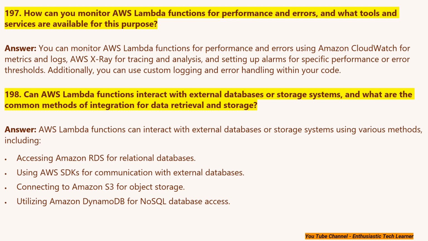Can AWS Lambda functions interact with external databases or storage systems, and what are the common methods of integration for data retrieval and storage? AWS Lambda functions can interact with external databases or storage systems using various methods, including accessing Amazon RDS for relational databases, using AWS SDKs for communication with external databases, connecting to Amazon S3 for object storage, utilizing Amazon DynamoDB for NoSQL database access.